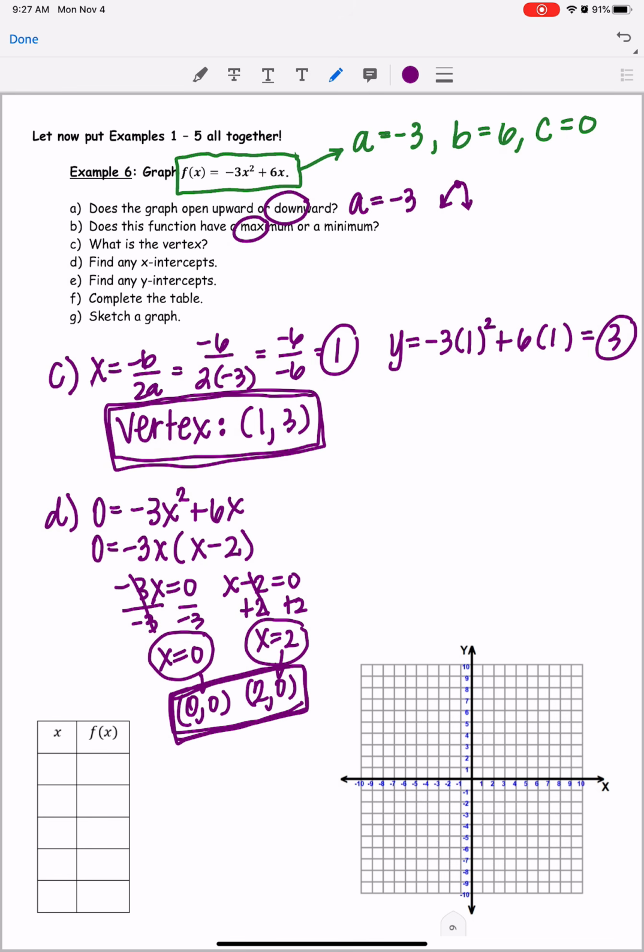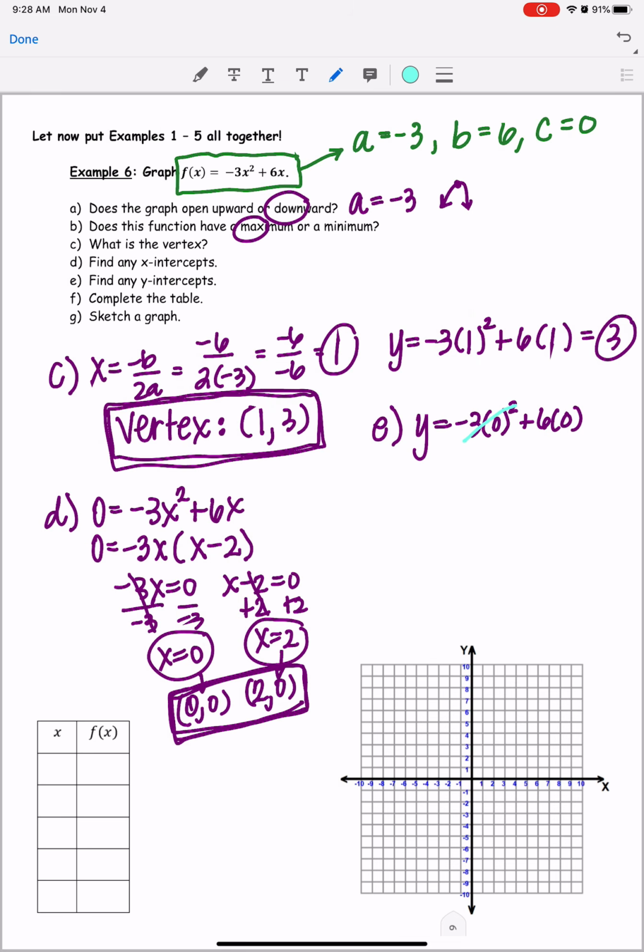E, we need to find the y-intercepts. Find y-intercepts, it's the opposite of this right here. I'm putting in a 0 for my x. So I've got y equals, even though this says f of x, I know that's the same as y. Y equals, put in a 0 for both of those x's. So I've got negative 3 times 0 squared plus 6 times 0.